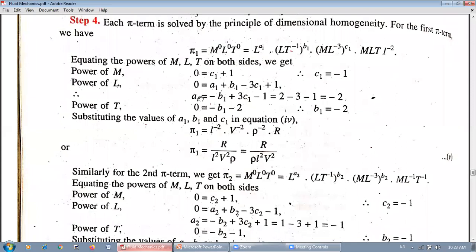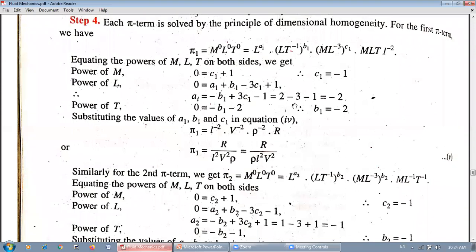Then we have to go for equating the power of T. So the power of T on the left hand side is equal to 0. Power of T, then it is minus B1, and over here it is minus 2. So B1 is equal to minus 2. Once we get B1 equal to minus 2, we put it over here, and we have already calculated C1 equal to minus 1. Now there is only one unknown, that is A1. So we are able to find A1 is equal to minus 2.